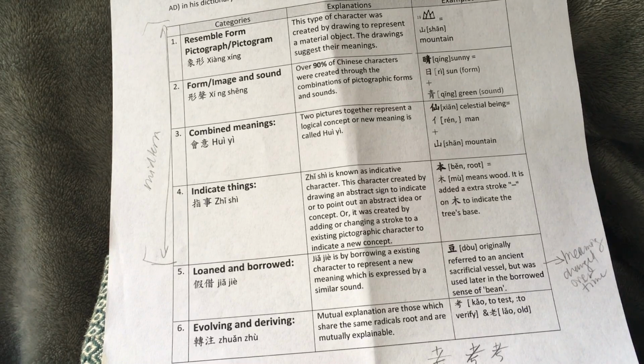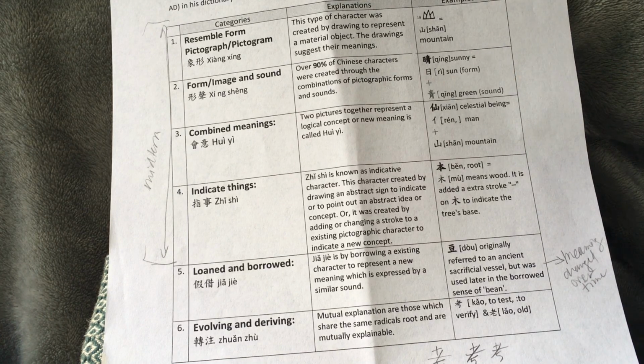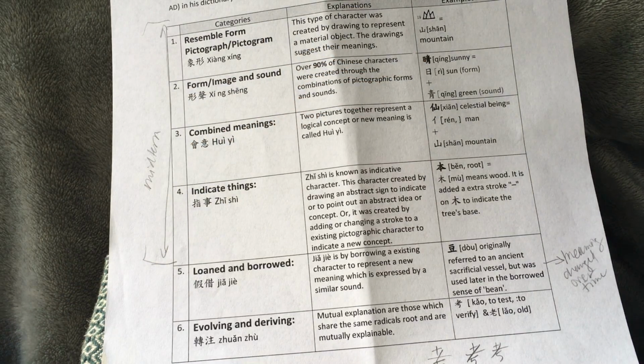Another type is form/image and the sound. So if we look at this one here, and I guess this makes up 90% of Chinese characters, so this is the majority. The character for sunny is qing, and it has ri, which is sun, and qing, which is green. The qing is the sound we get for sunny, and then we also have the character sun on the side. So we have both the image of the sun and the sound from green.